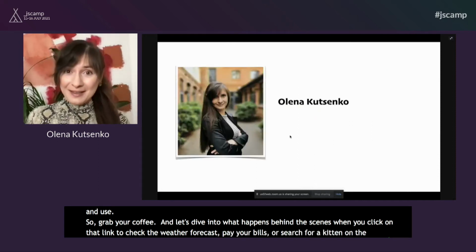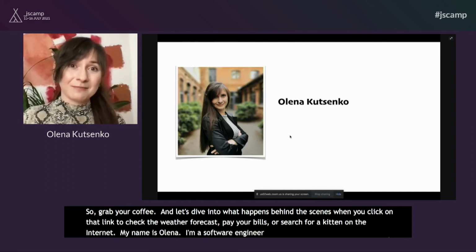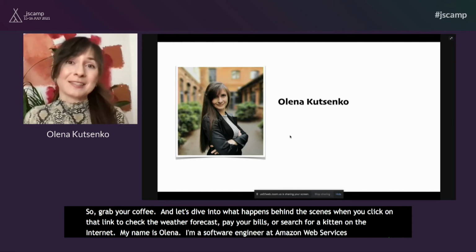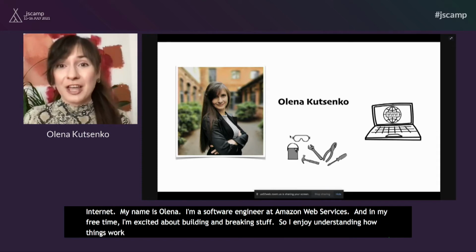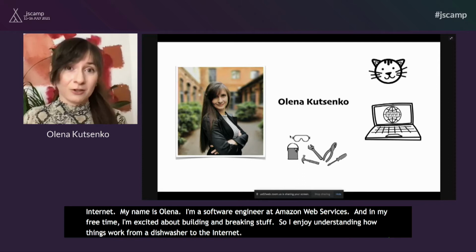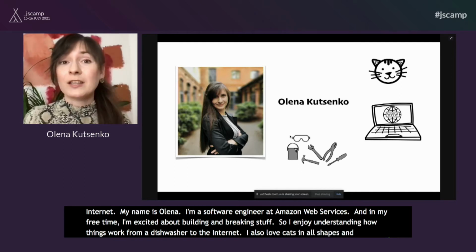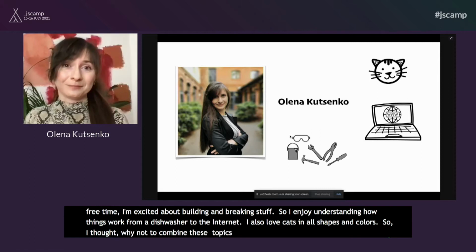My name is Olena. I'm a software engineer at Amazon Web Services. And in my free time, I'm excited about building and breaking stuff. I enjoy understanding how things work, from a dishwasher to the internet. I also love cats in all shapes and colors. So I thought, why not combine these topics together for our story today?